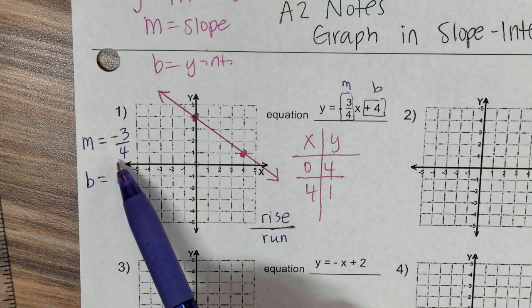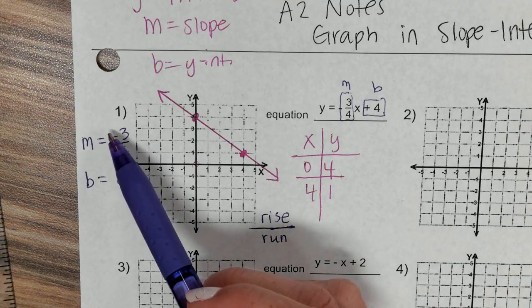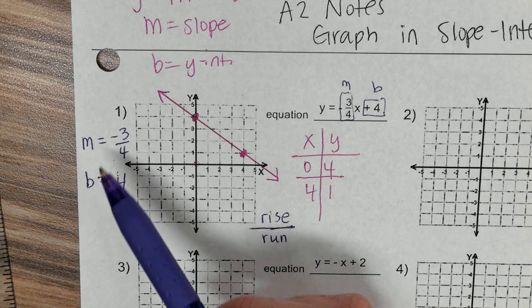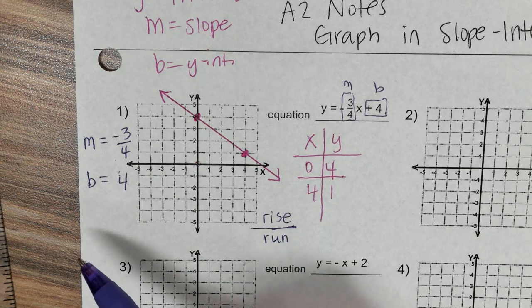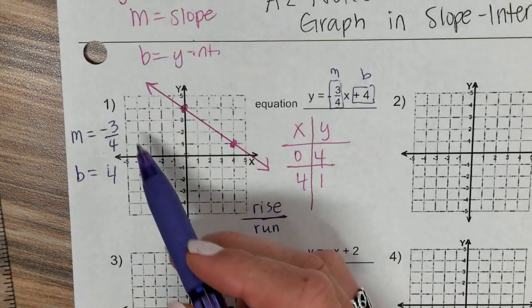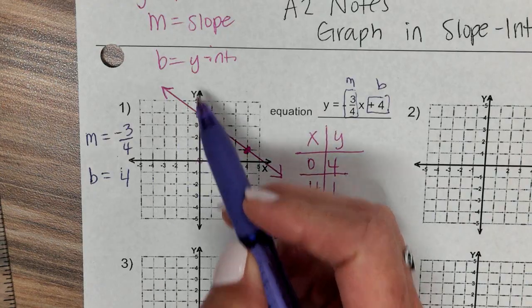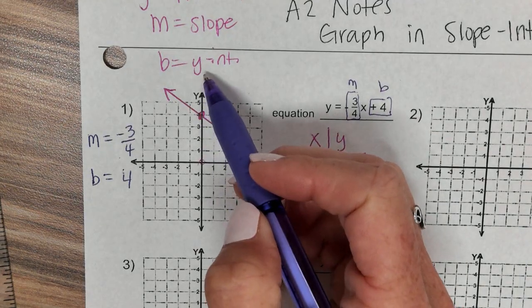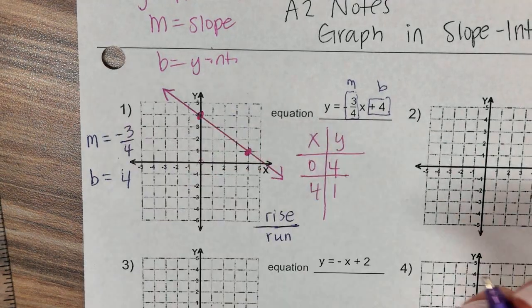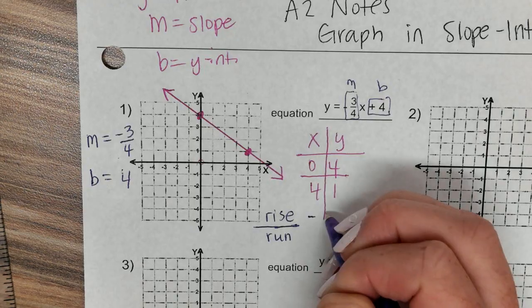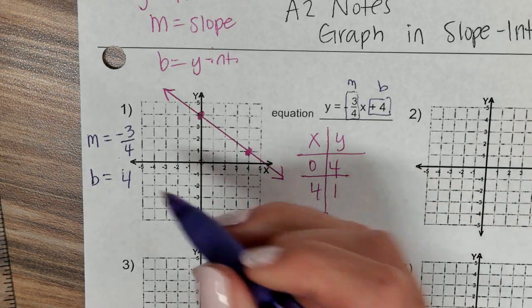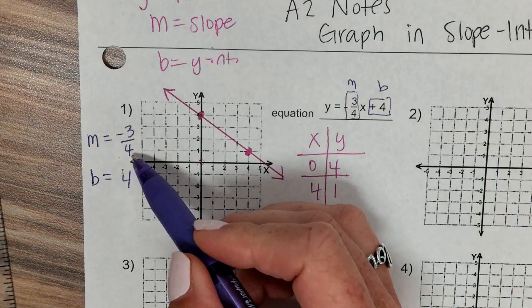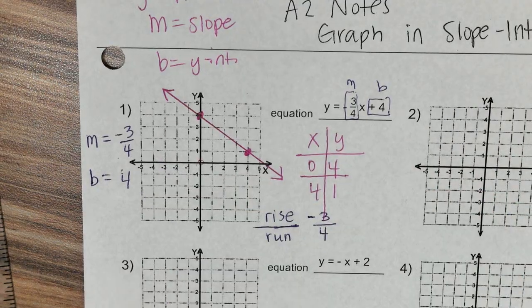Now, since there's a negative, you have to assign the negative to either the 3 or the 4, and you get to pick which one it goes to, but it can't go to both. I'm going to pick the 3 because I can't go up. So y'all know rise goes up and down. I can't go up because there's not enough room. Do y'all agree? So I'm going to leave the negative with the 3, so my rise is going to be negative 3, and my run is going to be positive 4.